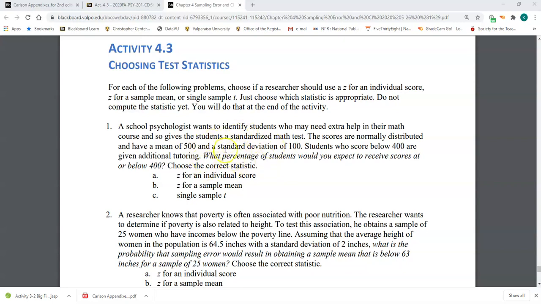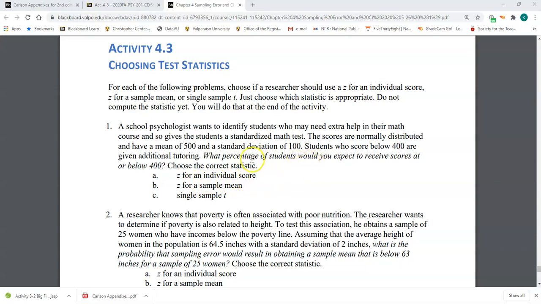Nowhere in here does it mention anything about taking a sample of people and then comparing them to some number or something like that. It's talking about scores. Nowhere in there does it mention a sample or a group of scores. It doesn't literally have to say the word sample. Nowhere in here is it talking about a mean or a sample. So in that case, you're going to be wanting to use a Z for an individual score.